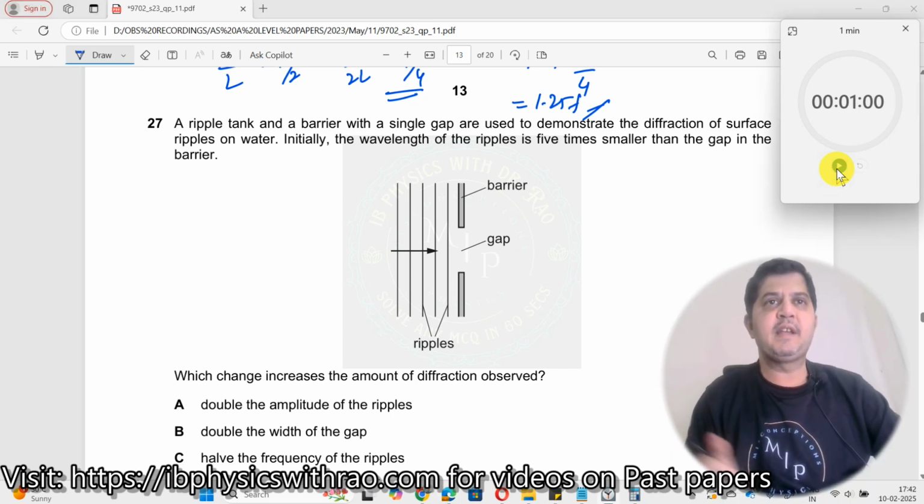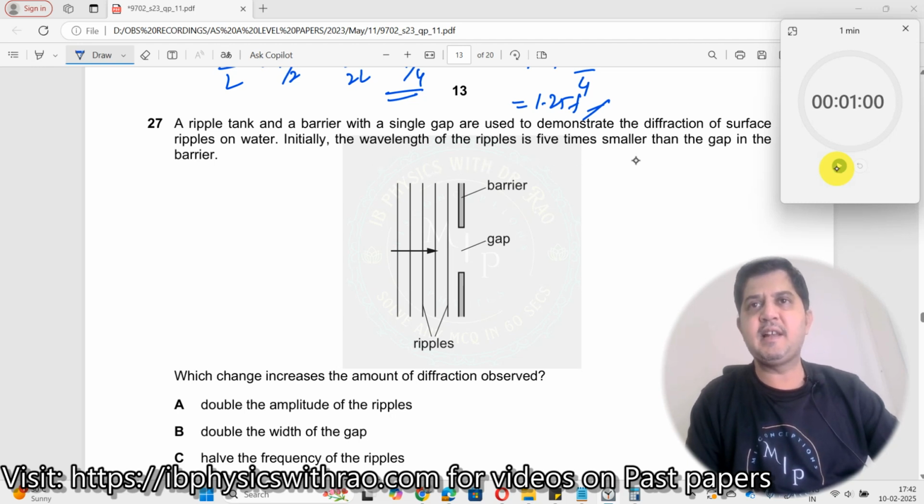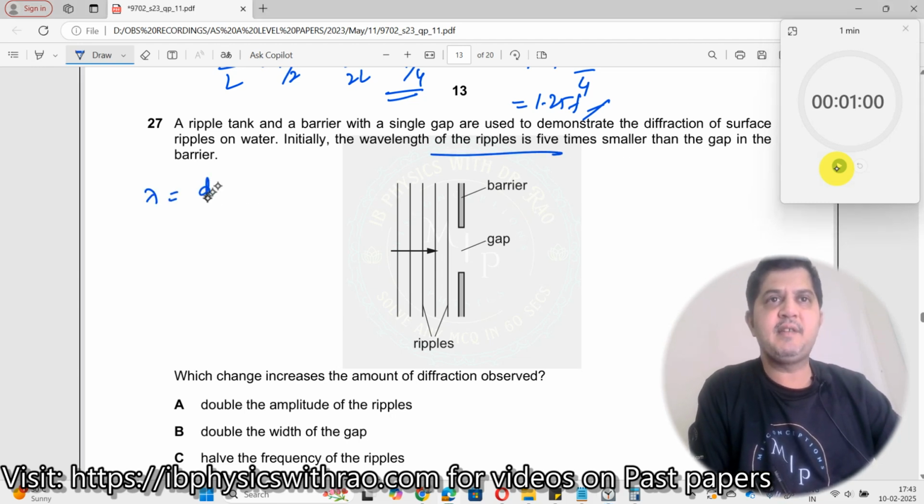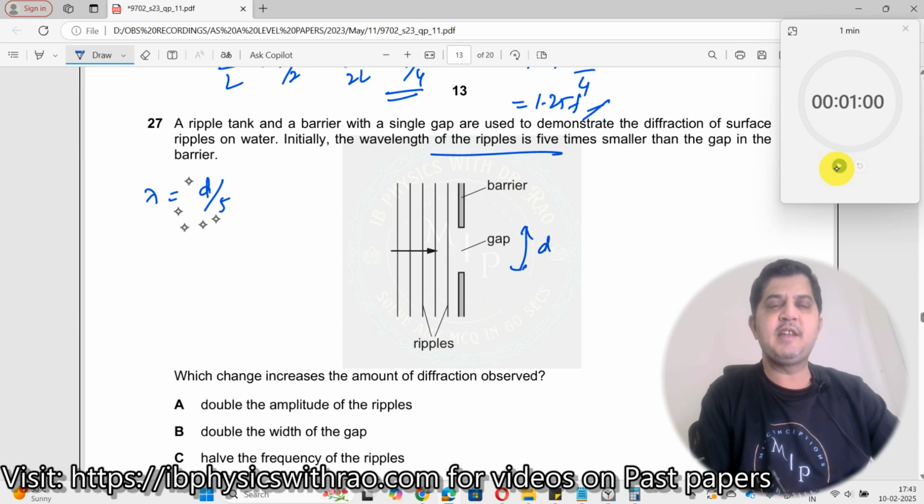Question number 27. A ripple tank and a barrier and a single gap are used to demonstrate the diffraction of the surface ripples on the water. Initially, the wavelength of the ripples is 5 times smaller than the gap in the barrier. The wavelength of the ripples, lambda, is 5 times smaller than the gap in the barrier. So, if this is d here, I can write lambda equal to d by 5.